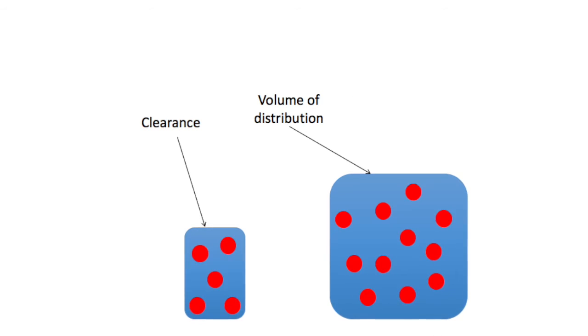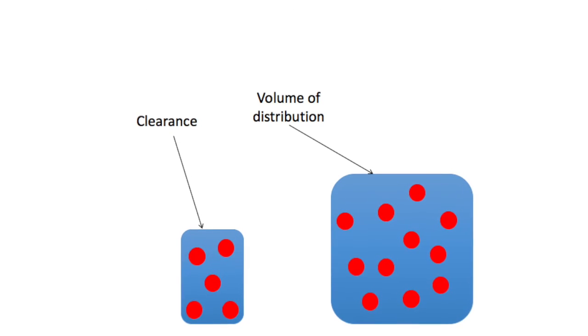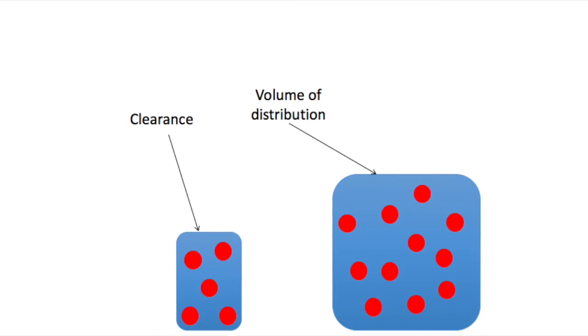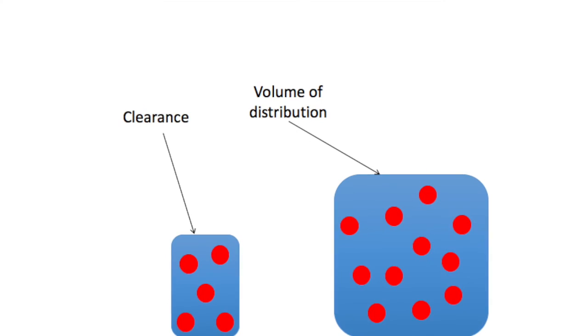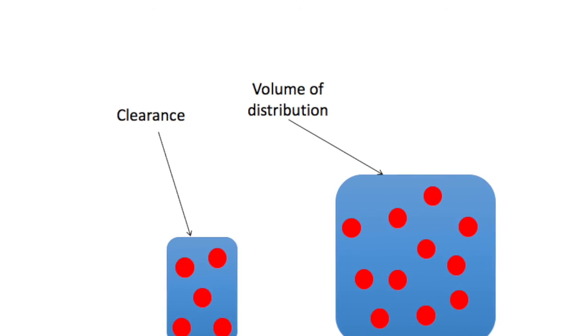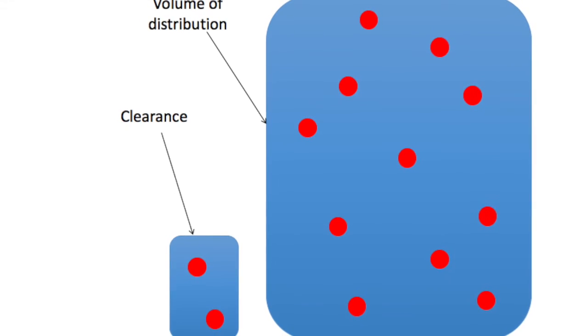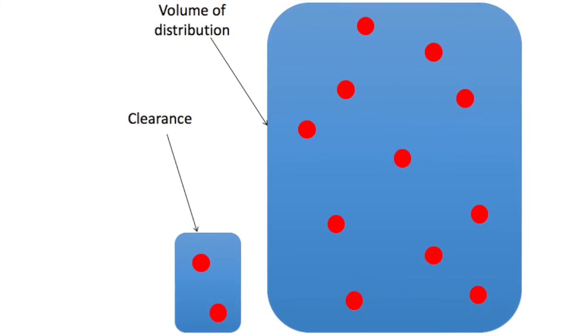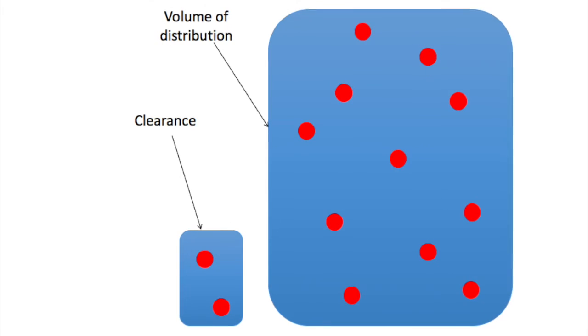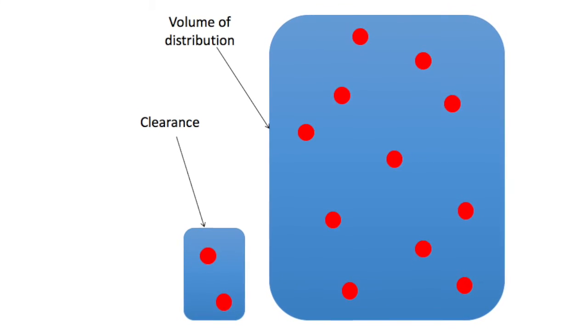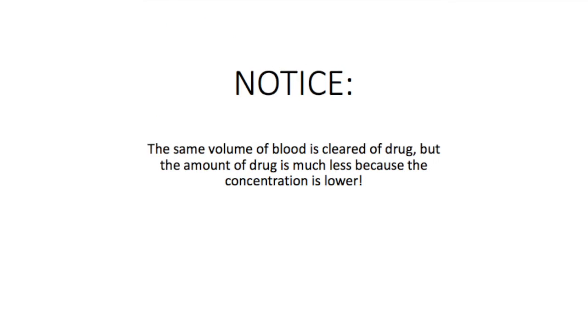Now let's see what happens if the volume of distribution changes. If a drug has a small volume of distribution, its initial concentration is relatively high, and so is the amount of drug eliminated for a given clearance value. On the other hand, if a drug has a large volume of distribution, the initial concentration will be relatively low, and less drug will be eliminated for that same clearance value.